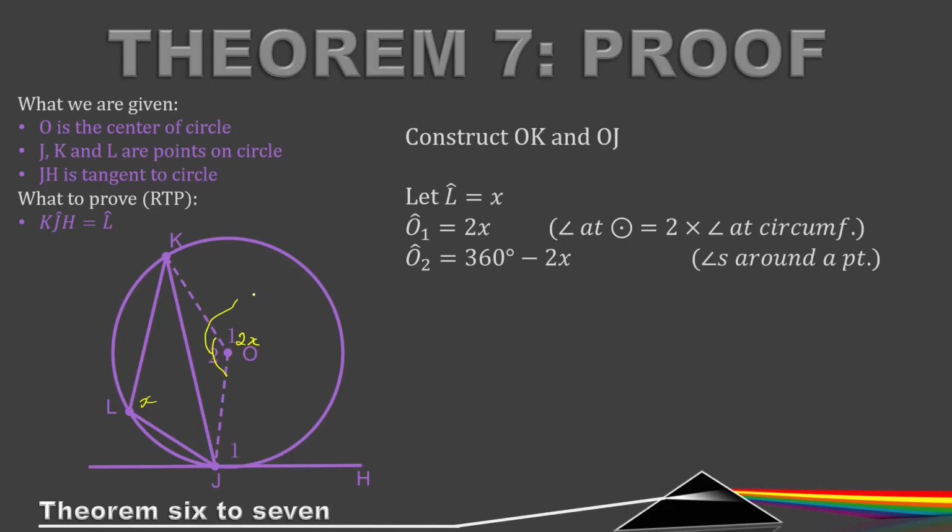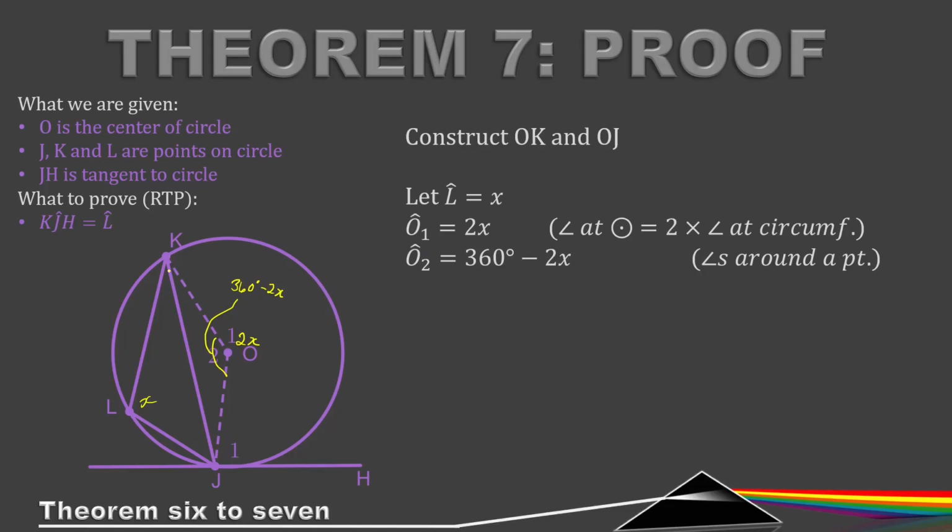And remember, as I said in an earlier video, when you do this proof in an exam, you are not required to make these notes, although it wouldn't be wrong, it might just help you. What is required is that you have these construction lines in. You construct that, you get a mark for it, write down that you constructed OK and OJ, and then write out your proof as it is on the right hand side. I am just doing these notes in yellow to give you more insight on what's going on. So this is 360 minus 2x.